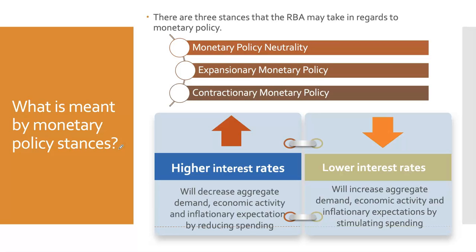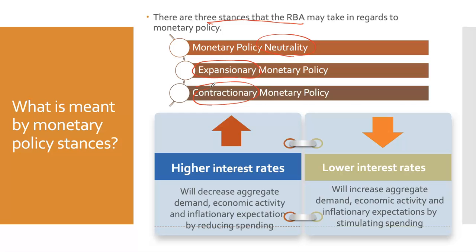Now, what is meant by these monetary policy stances? There are really three approaches or three stances that the RBA may take in regards to monetary policy. They might adopt neutrality, they might adopt a policy that is expansionary, or they might adopt a policy that is contractionary. So we're going to focus mainly on expansionary and contractionary monetary policy, but we will expand what we mean by neutrality as well. Now, before we go into this, as a quick revision, let's understand what the RBA is doing.